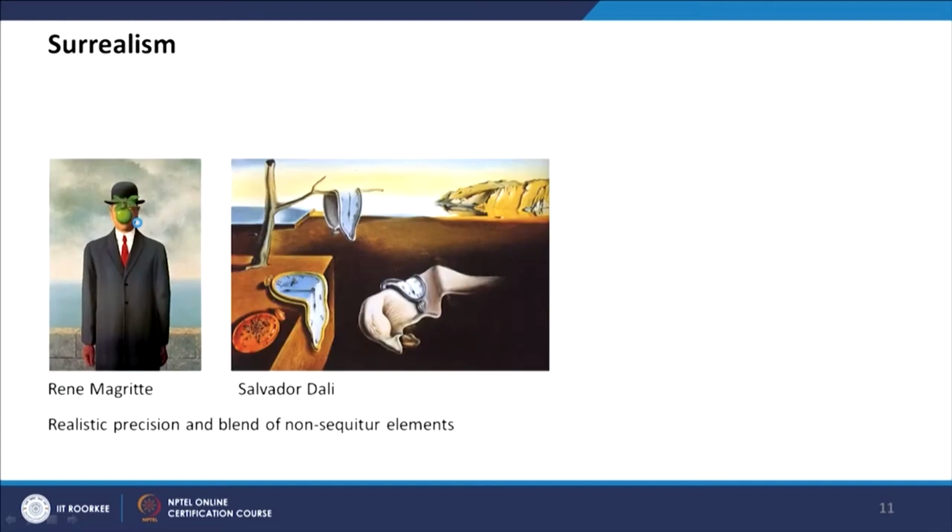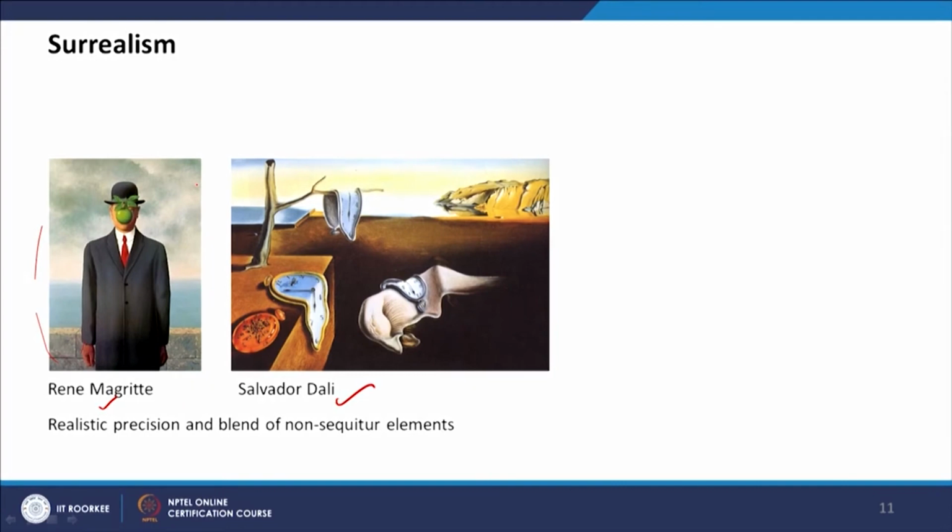And then the next movement is Surrealism. René Magritte's Son of Man and Salvador Dali's The Persistence of Memory are examples. Here we see a very realistic rendering of the painting, so everything looks very realistic, but the composition itself is non-realistic.